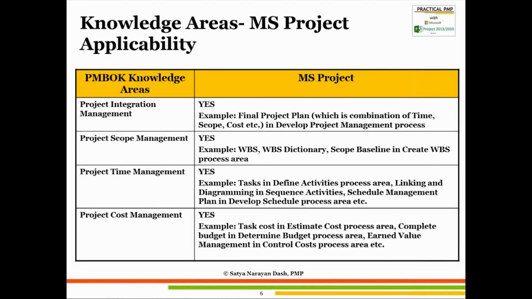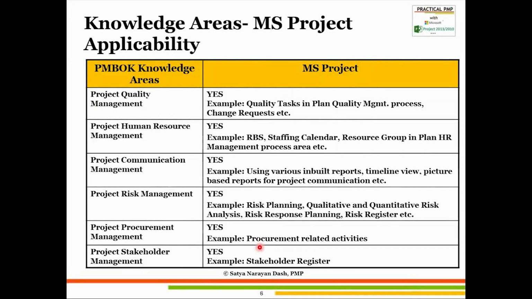Then there is quality management. In Microsoft Project, you can create quality related tasks. You can create a quality related plan, which will be part of the project management plan. Then there is human resource management, which is another knowledge area in the PMBOK guide. Here in Microsoft Project, you can have RBS, which stands for resource breakdown structure, staffing calendar, the resource group, in plan HR management. Then acquire project team, develop project team, and manage project team, which is the theoretical part and how it fits into Microsoft Project when you go into a real world driven project.